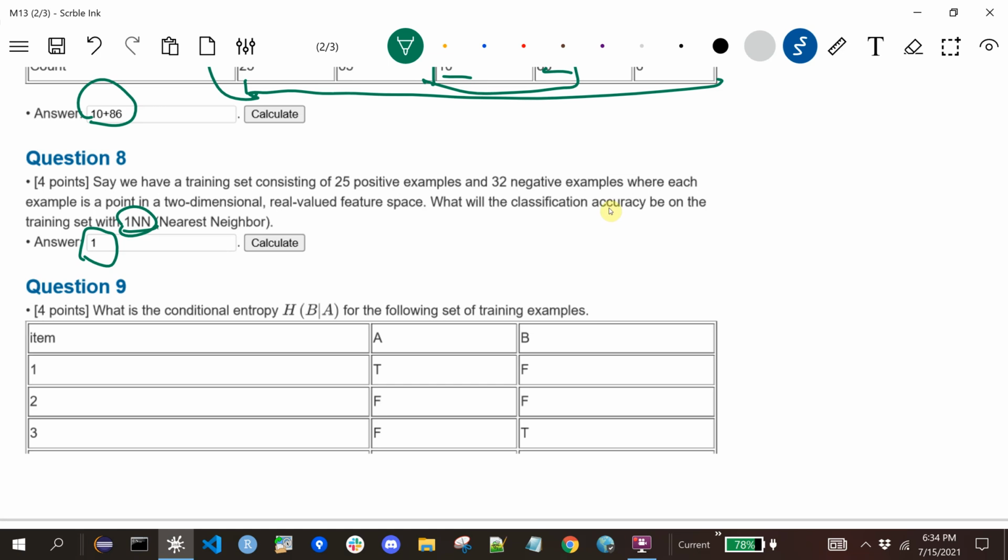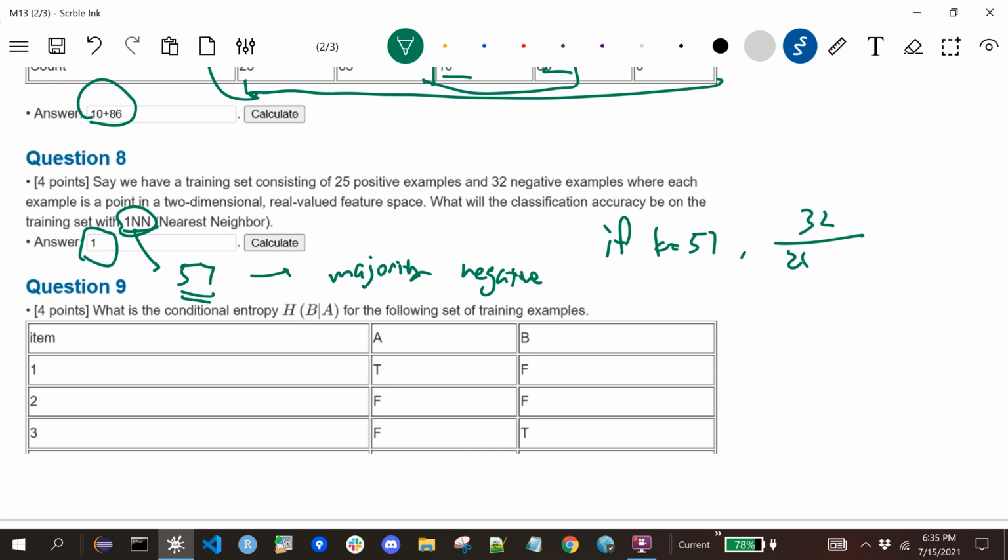And I think the other version of this question is the 1 is replaced by something like 57 or something. So in that case, it's going to be, again, the majority classifier, which the majority is negative here. So if k, say if k is 57, then the answer is 32 divided by 25 plus 32.